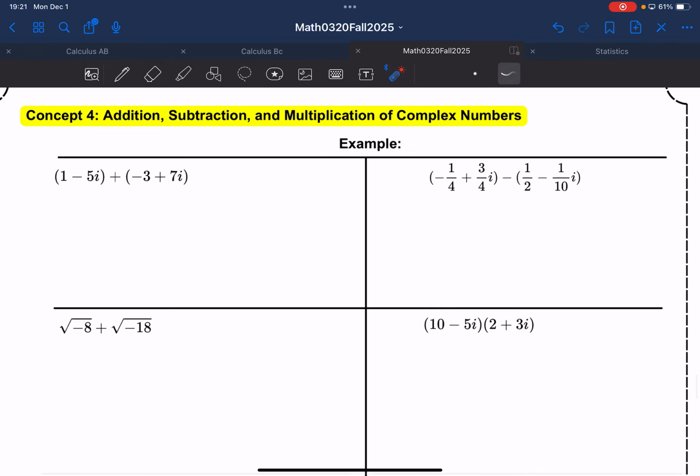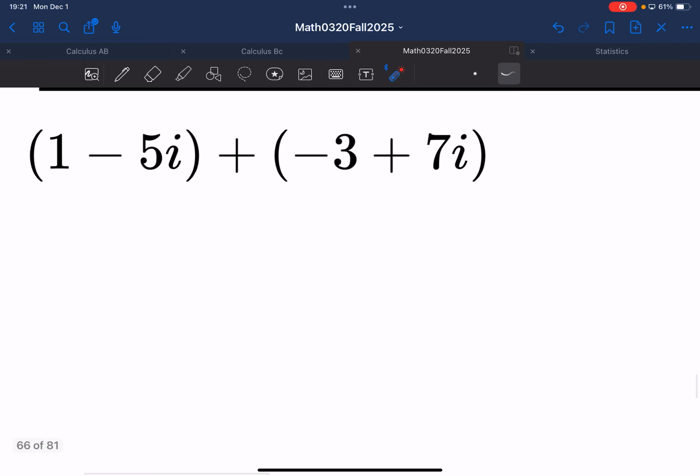Now let's look at how we would add, subtract, and multiply these complex numbers. Okay, so starting off first, we have 1 minus 5i plus negative 3 plus 7i. Notice we are not foiling here because we are adding these two types of imaginary numbers. And what we do is we are going to add only like terms, just like we do with the variables. So we can only add i's with i's. So imaginary with imaginary, real with real.